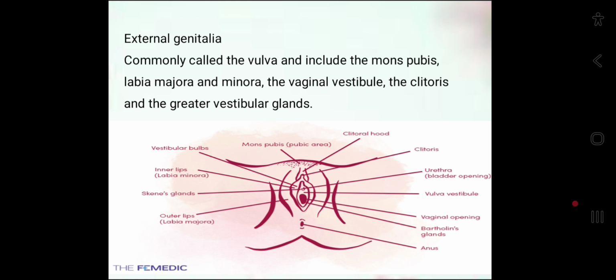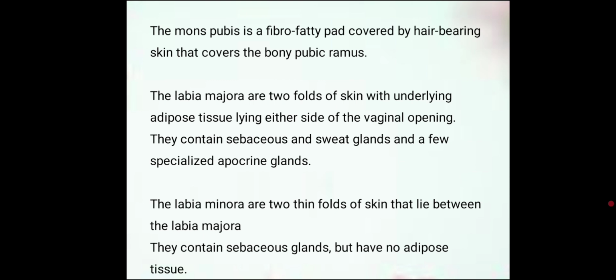External genitalia, commonly called the vulva, include the mons pubis, which is the pubic area, the labia majora and labia minora, the vaginal vestibule, which is a space between the two labia minora, the clitoris, and the greater vestibular glands. The mons pubis is fatty tissue overlying the pubic rami, covered by hair-bearing skin. The pubic bone is composed of a body and superior and inferior rami, and this area is covered by the mons pubis.